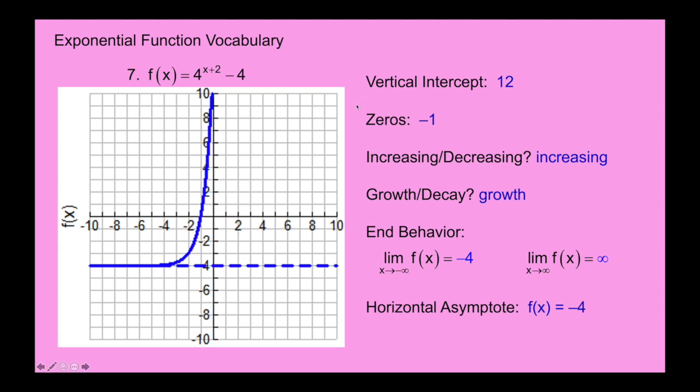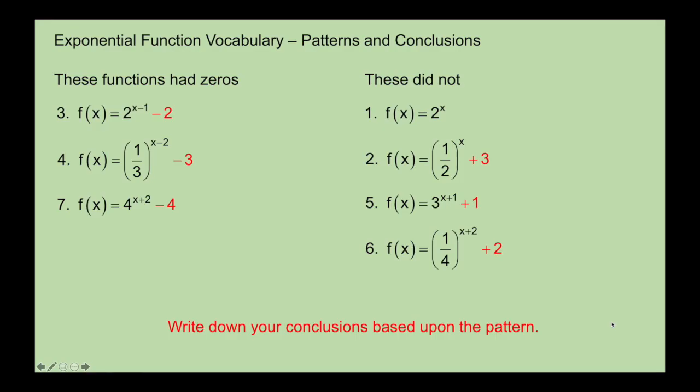As far as our zeros, it does appear that that 0 is going to be right here, which is at -1. It is going to be increasing over time, and that's also going to represent growth. And then as far as our end behavior, on this side, it's going towards this asymptote, and that asymptote is at -4. On this side, if I put an arrow on that, it is going up forever, so that's going towards positive infinity. Finally, the horizontal asymptote is going to be where it crosses through the f of x axis, and that's going to be at -4. So we get f of x equals -4.